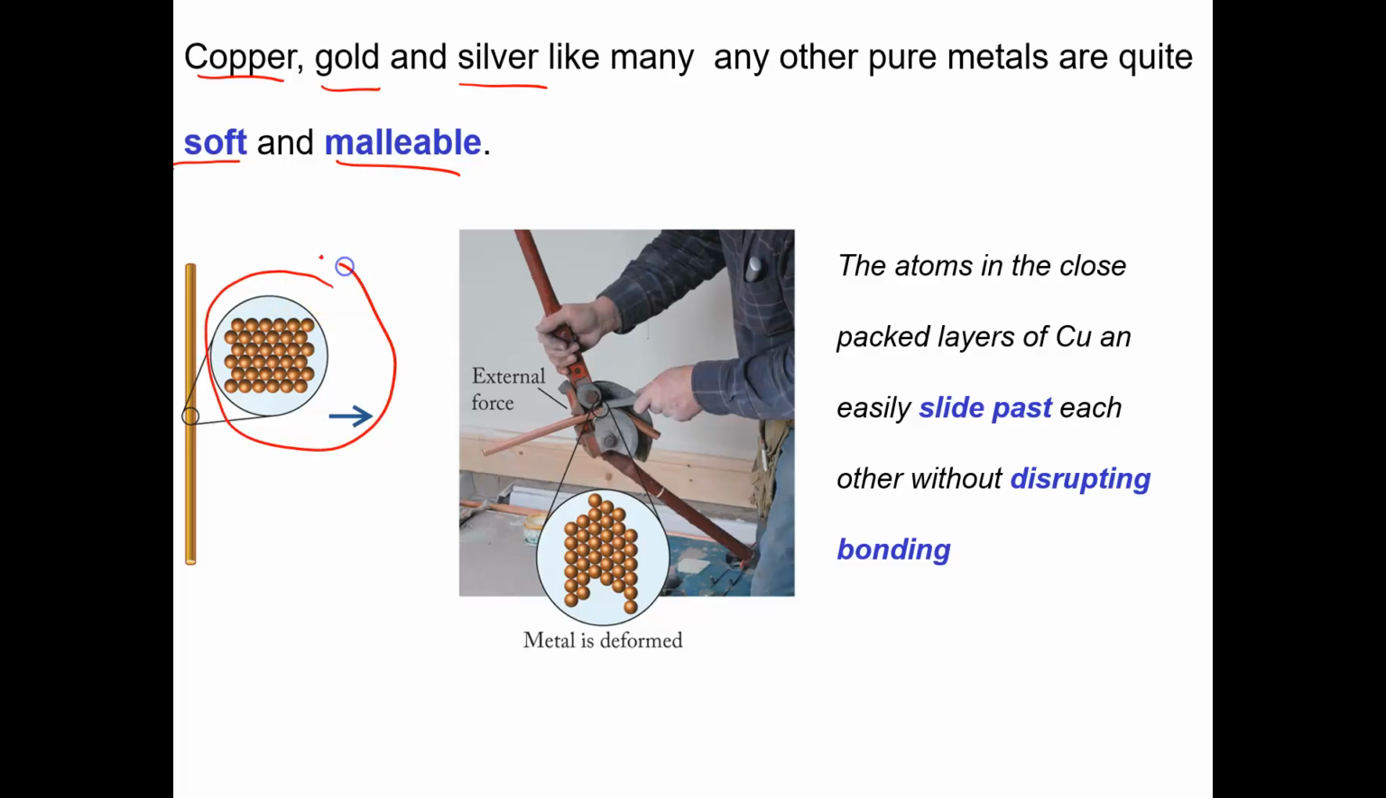Copper is composed of a bunch of atoms that are identical in size, that can be thought of as being like little spheres. And when we apply a force to the atoms that make up a copper crystal, these layers are able to easily slide past one another without in any way disrupting the bonding. So as a result, it's pretty easy to bend copper.